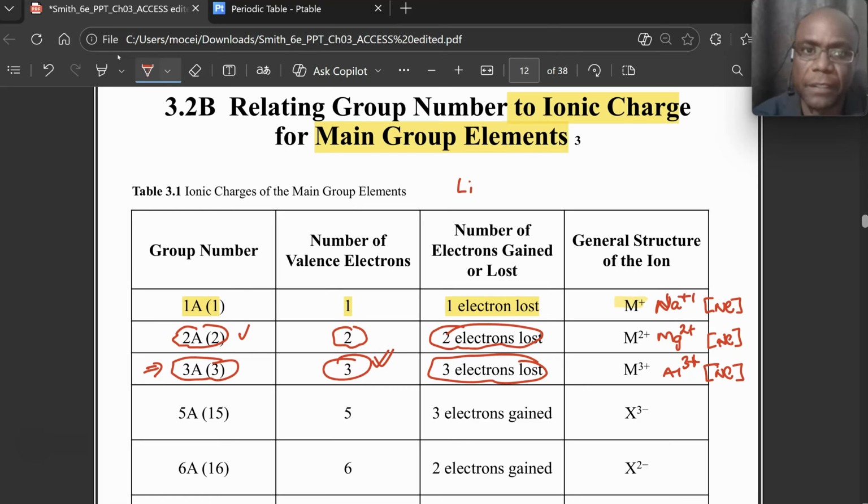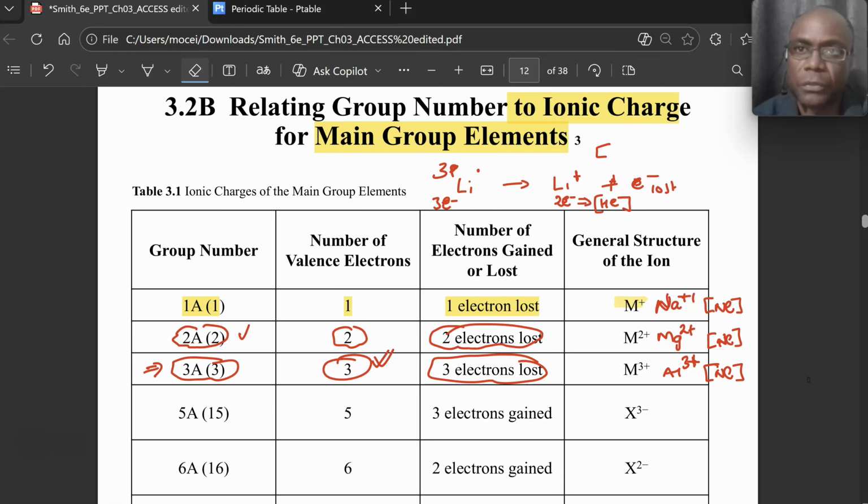For example, if lithium with 1 valence electron loses the valence electron to give you Li plus, an electron is lost. Lithium has 3 protons, meaning it has 3 electrons. If it loses 1 electron, you get 2 electrons, and that is the same as that of helium. So the noble gas electronic configuration of lithium in main group 1A will be helium in brackets.